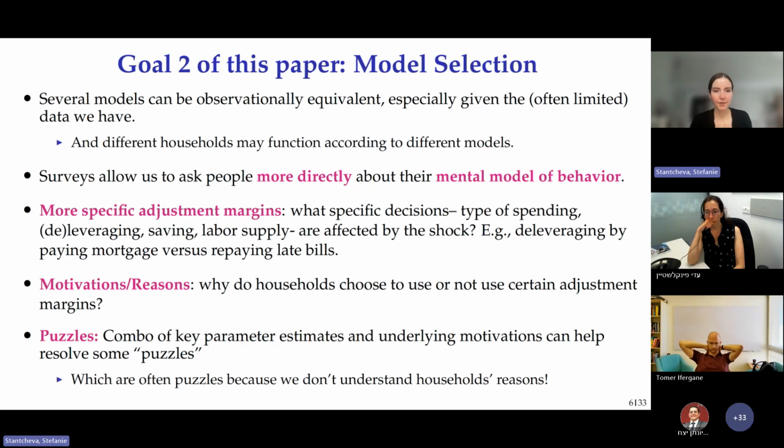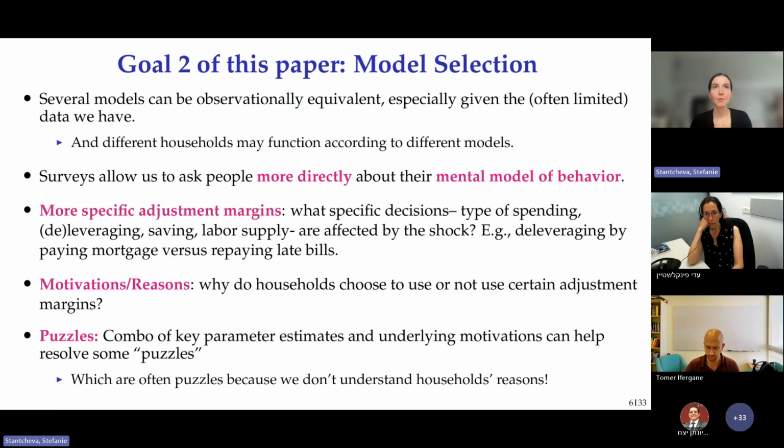So one thing that our survey allows us to do is to ask people more directly about what you could call their mental model of reasoning or spending, their functioning model. So we can ask them, for each, let's say, income shock, what are your specific adjustment margins you will use? Will you deleverage? Will you repay late bills? Will you pay your mortgage, etc.? We can ask them about their motivations and reasons. Why do you choose to do this versus why do you not choose to do this? Like, why do you choose to save in response to this? Why do you not save more? Why do you spend this? Why do you not spend more?